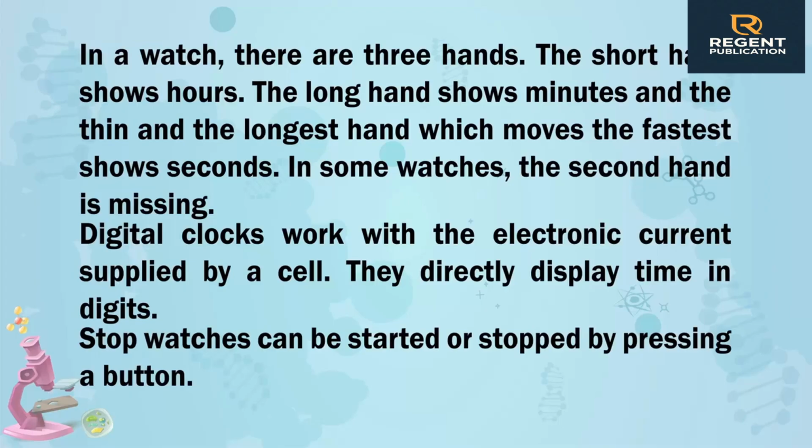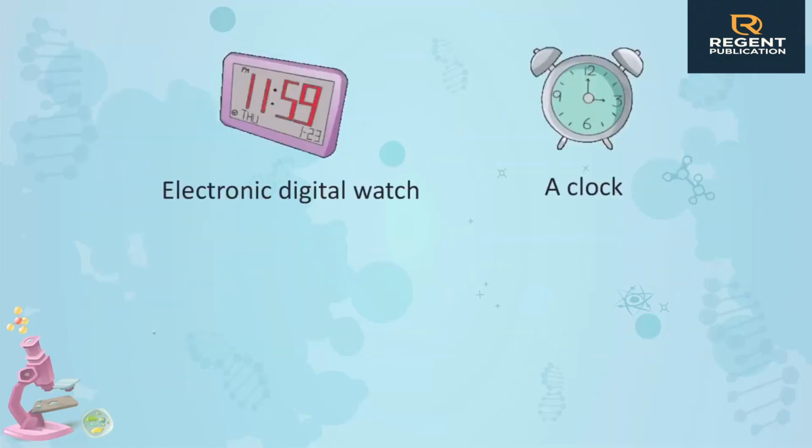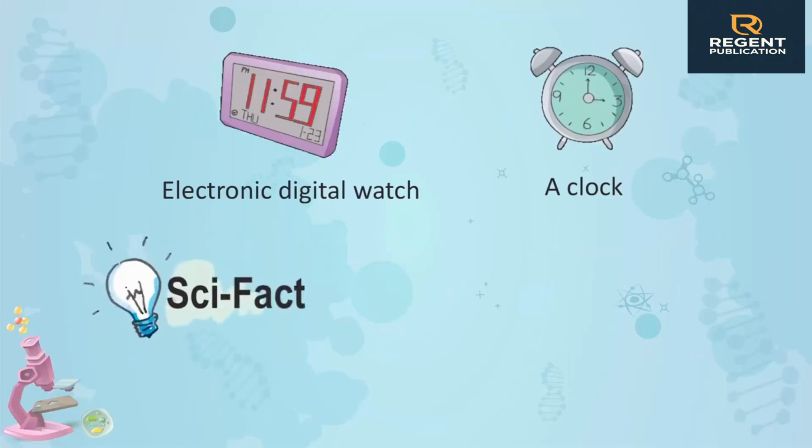Digital clocks work with the electronic current supplied by a cell. They directly display time in digits. Stopwatches can be started or stopped by pressing a button. Scientific fact: stopwatches show time in seconds.